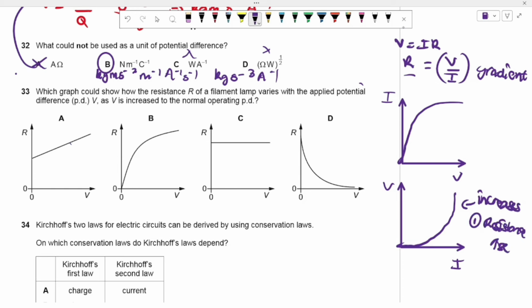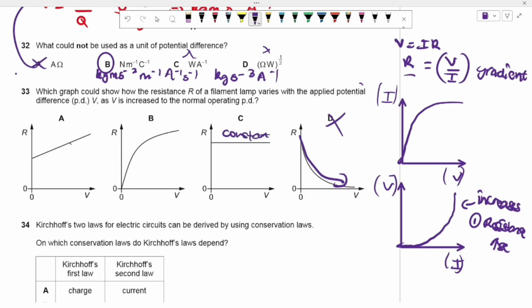Why? If you know the graph of a filament lamp, I would advise you to go to your textbook and find it. It's always I on this axis and V on this axis. If you were to flip those axes, your graph will just change orientation. And then the resistance is going to increase because the resistance is the gradient, and the gradient of this graph is increasing. So D is wrong because the resistance is actually decreasing. C is wrong because the resistance is actually constant.